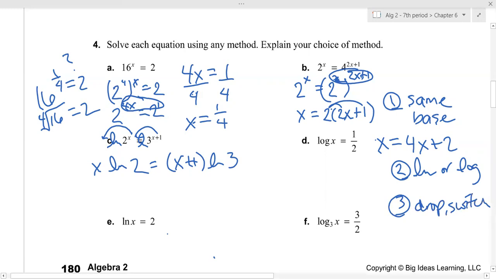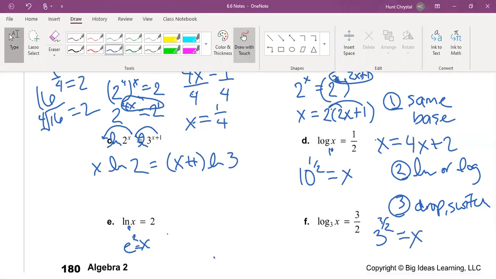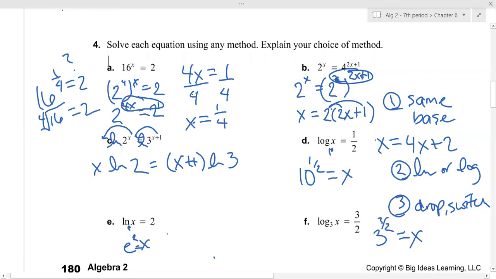Why? Well, in D here, I have a base of 10 if it's not there. So this would be 10 to the 1/2 equals x. And then all I'd have to do is solve for x. In part E, remember this is a base of e. So it would be e to the 2nd equals x. Perfect. And then the last one would be 3 to the 3/2 equals x. And then I would just need to solve for that. So we're going to be using variations of those 3 major ways.